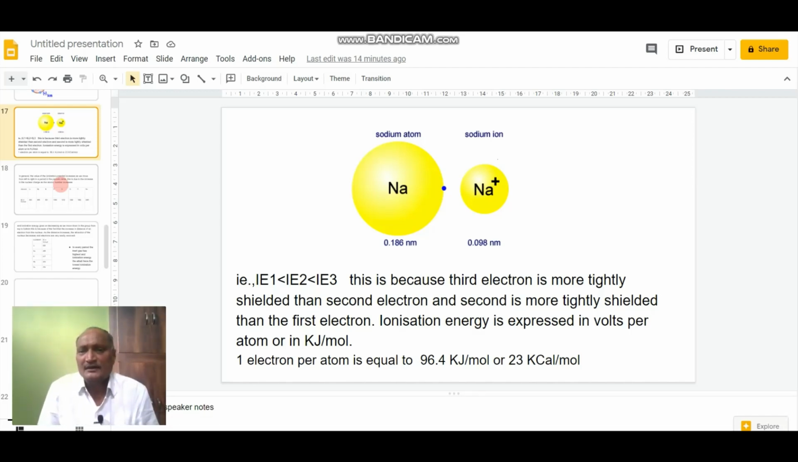Here, the ionization energy is expressed in electron volts per atom or in kilojoules per mole. 1 electron volt per atom is equal to 96.4 kilojoules per mole, or simply 23 kilocalories per mole.